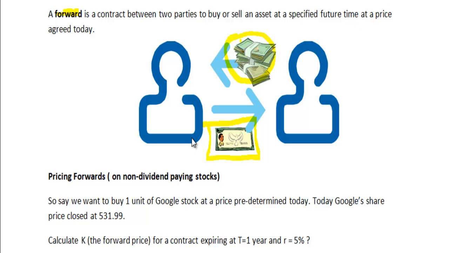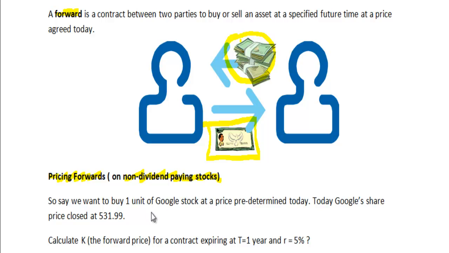Obviously this asset can be anything. It can be an ounce of gold, it can be a share, it can be a pork belly, but in today's video we'll just look at how to price a forward on a non-dividend paying stock. So the question is, what is the price that we must be paying for the forward if there is no arbitrage? I'm not saying what should be the price or what could be the price, but what must be the price, assuming that there is no arbitrage in the market.